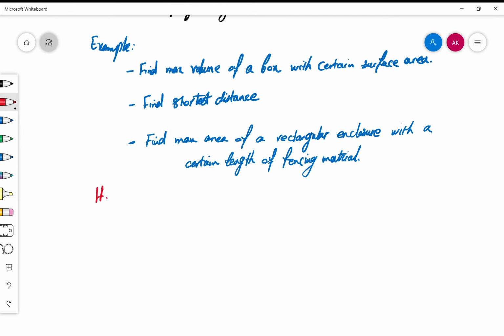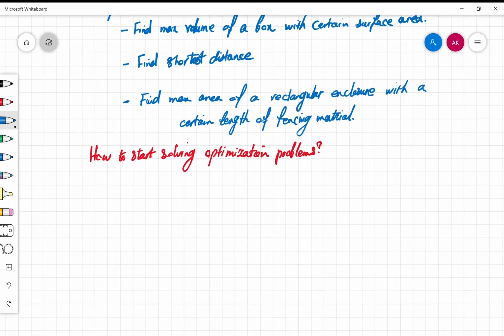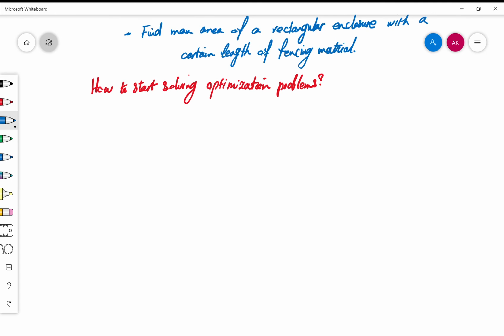So how to start solving optimization problems? Basically you have been given a word problem, and the question asks you to find an optimum value, maximum length, minimum distance. Where to start? We have discussed these steps before when we were studying related rates of change.